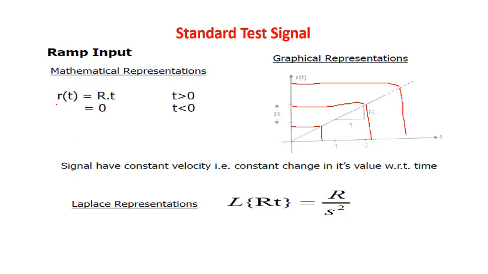Hence, applying the Laplace transform on the left hand side as well as on the right hand side. The Laplace transform of small r(t) is equal to capital R(s). The Laplace transform of R into t: R is a constant, and the Laplace transform of t will be equal to 1 divided by s square, hence it will be R divided by s square.